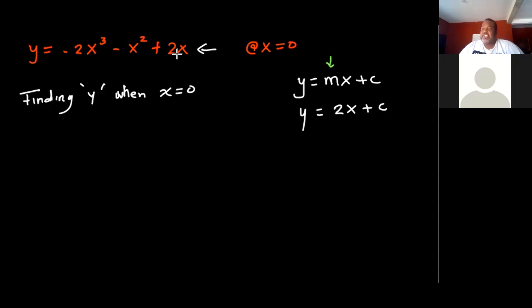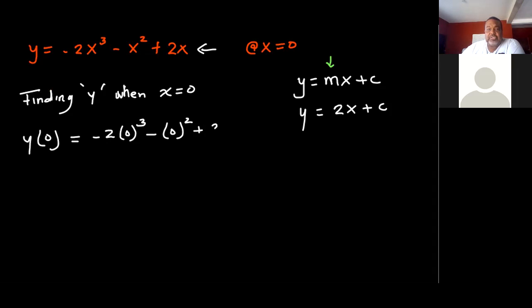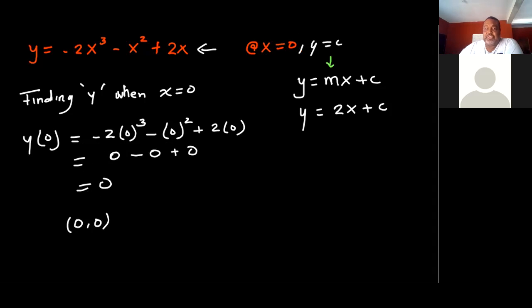So this is the original function. So when x is equal to 0, what I'm actually going to do is I'm going to evaluate this function at 0. So this is going to be minus 2 times 0 cubed minus 0 squared plus 2 times 0. So what do you know? This is 0 minus 0 plus 0. So this is 0. So the point 0, 0, the origin is in fact on this line. You see that? So when x is 0, y is also 0.